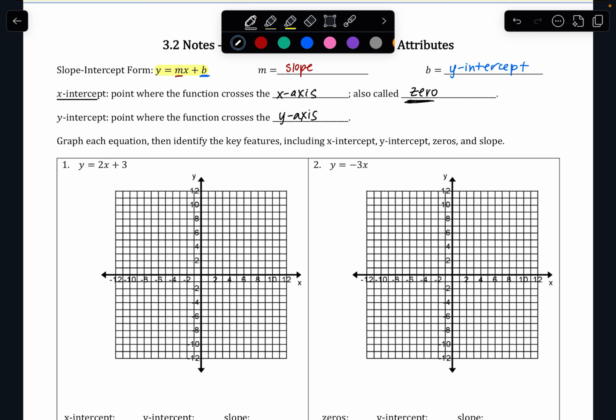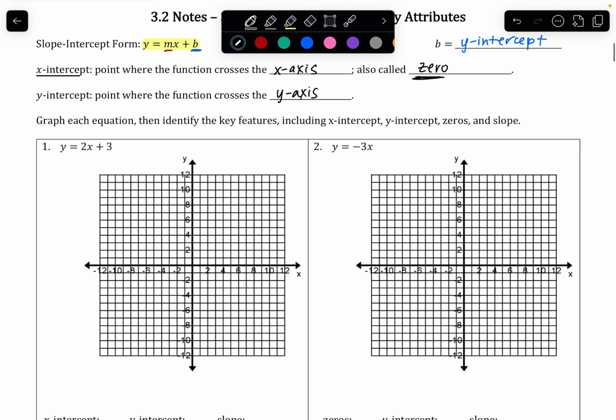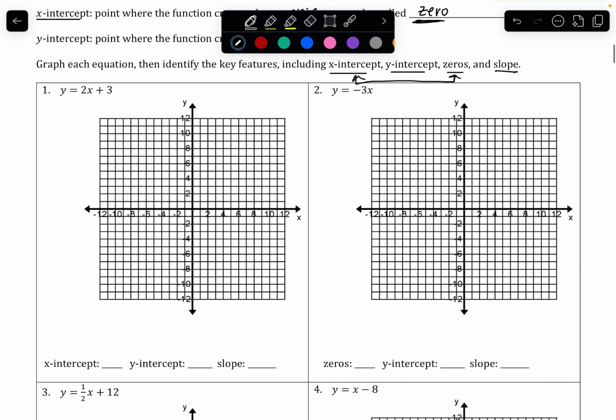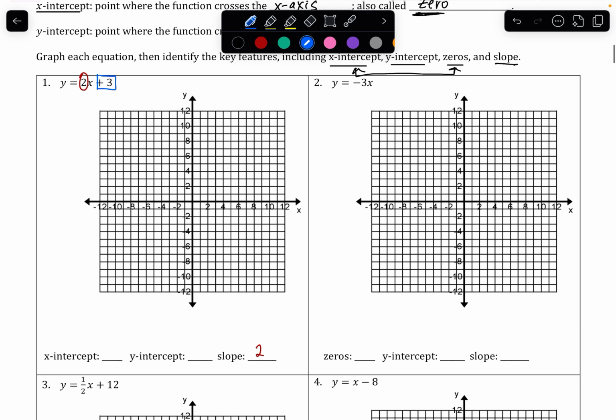Okay, and so we are going to graph each equation and identify these key features: the x-intercept, the y-intercept, the zeros, which is the same thing as x-intercepts, and the slope. Okay, so looking at number one, we get the slope for free by looking at the number next to x. And so in this case, our slope is 2. We also get our y-intercept for free by looking at the term without the x, y equals mx plus b. And so in this case, m is 2 and b is 3.